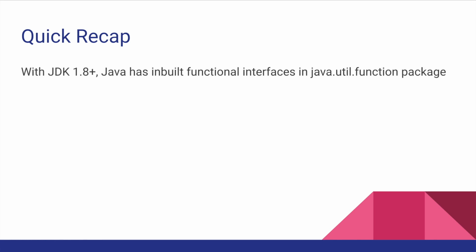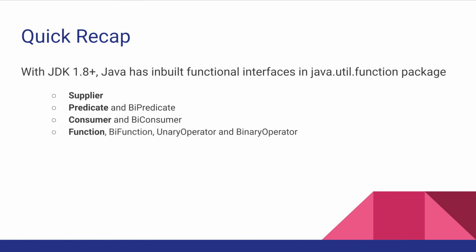A quick recap. So we know that Java had some functional interfaces already present before Java 7, but with the introduction of lambda expressions in Java 8, Java provides a host of functional interfaces inside the package java.util.function. We looked at Supplier, then at Predicate and its variant BiPredicate, Consumer and BiConsumer, and a host of variants for function including BiFunction, UnaryOperator, and BinaryOperator. We also looked at different versions of int, long, and double interfaces for all these categories.